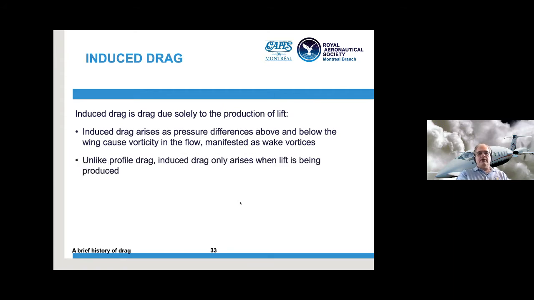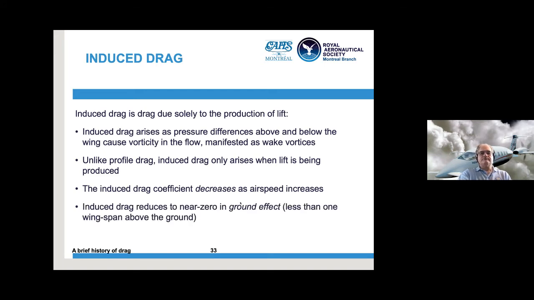Because of that, we only see this induced drag when we're producing lift, because that's when these pressure differences are high. And because of some of the mechanics that I'll go through, the induced drag reduces as you go faster. Unlike the other kind of drag, which is a function of the speed squared, the induced drag is inversely proportional to the speed. And another thing that stops induced drag in its tracks is ground effect. Ground effect is when you're within about one wingspan. Span is the distance from wingtip to wingtip across the airplane.